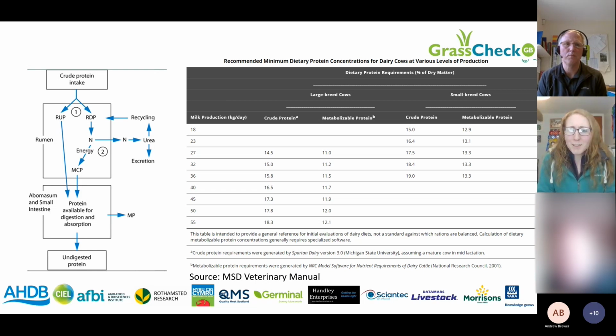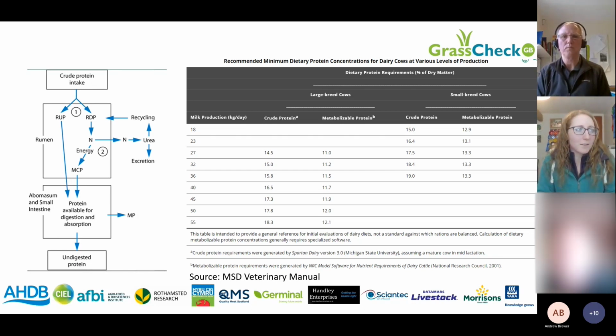I think most UK rationing systems now use metabolizable protein when they're generating diet formula, and there are various equations that can convert crude protein to metabolizable protein, but there's not perhaps a straightforward simple one that I could just highlight to you. But you can see the comparison in this table, and this is some recommended protein concentrations for dairy cows with different levels of production. If we focus on the crude protein values, they're ranging from just under 15% to 19%, and we would see our grass forage analysis coming in at similar figures as well.